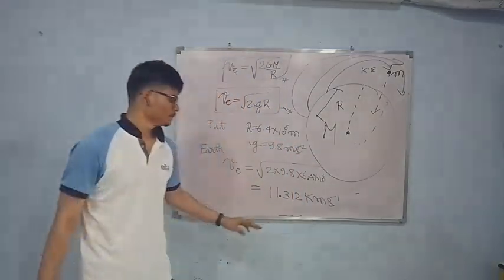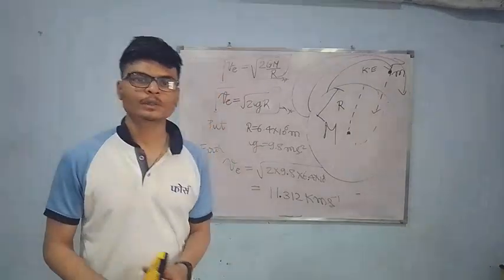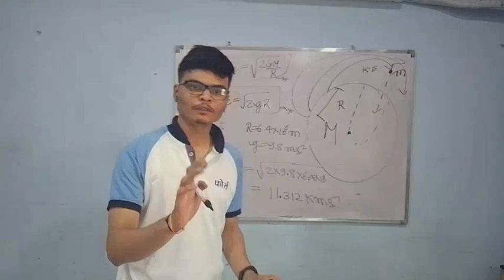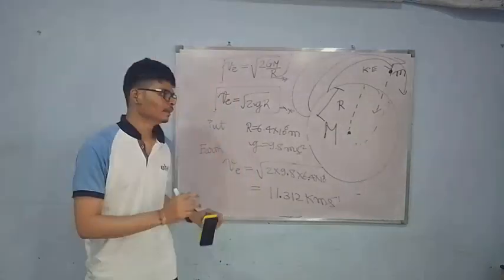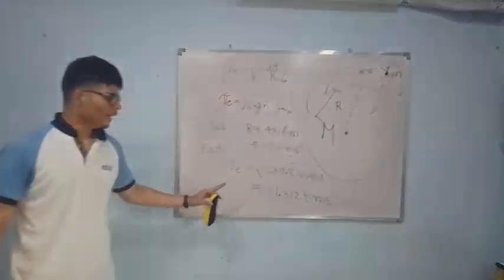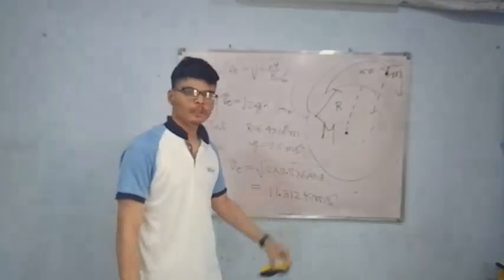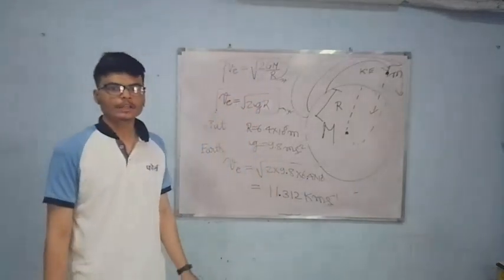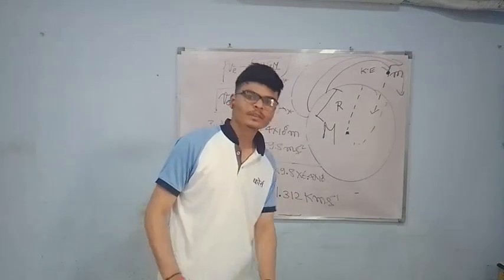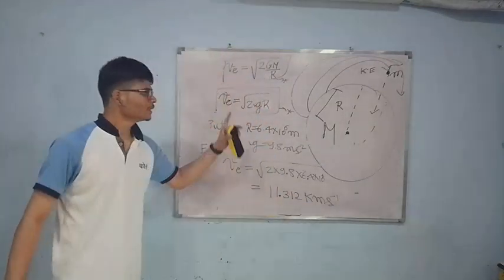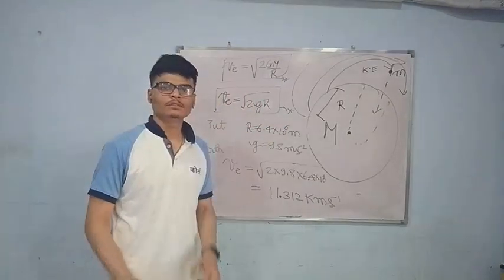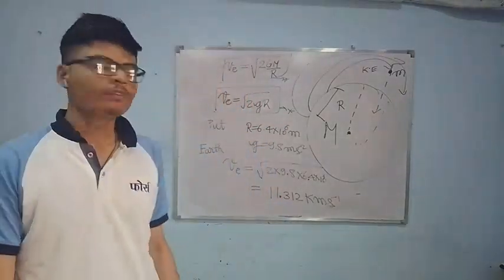How big is this value? 11.312 is approximately 11 and a half kilometers per second. This is a very big value. An object traveling with 11.5 kilometers per second will oppose the gravitational pull of Earth, and it will attain its escape velocity, which is represented by Ve.